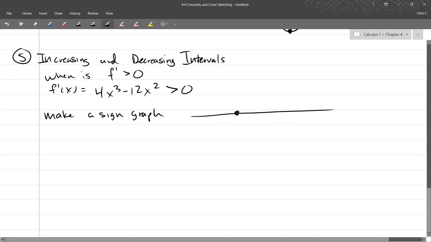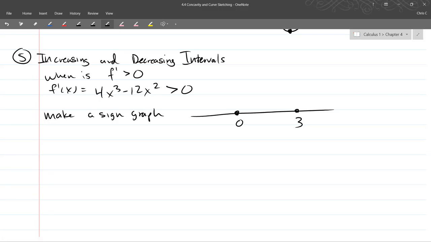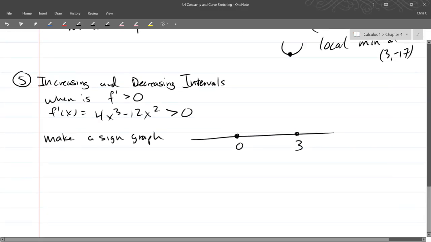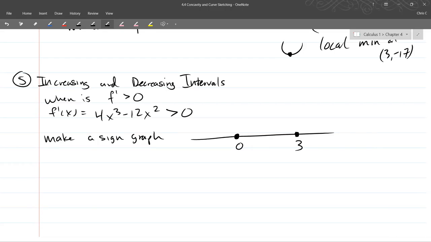So 0 and 3 were the two x values that made it 0. And all we have to do is figure out positive or negative in between. There's a few ways to do this. You can use end behavior and crossing and bouncing. That's one way to do it. Or the less exciting way is plugging in x values and figuring out if they're positive or negative. So you probably want to do the less exciting way.